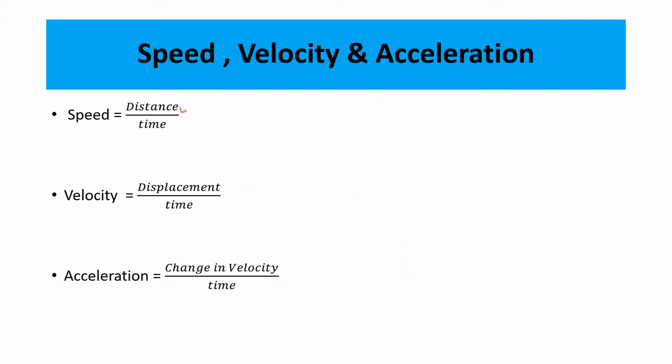Since distance is a scalar quantity, speed is also a scalar quantity. Displacement is a vector quantity, therefore velocity is a vector quantity. If velocity is a vector quantity, acceleration is also a vector quantity. I hope you know scalar quantity and vector quantity. Scalar quantities have only magnitude and no direction. Vector quantities have both magnitude and direction.